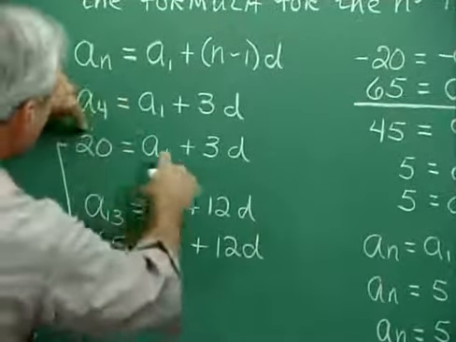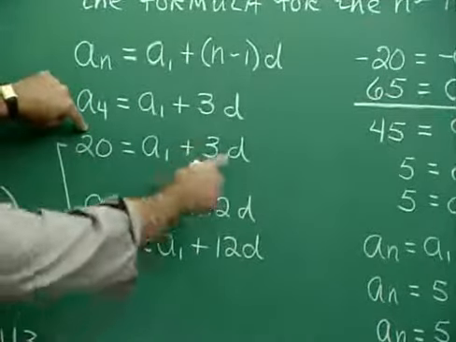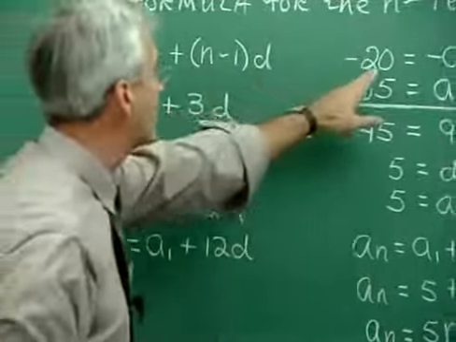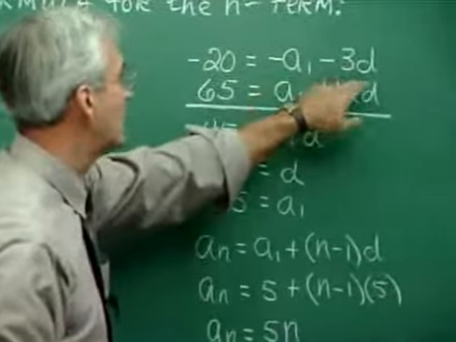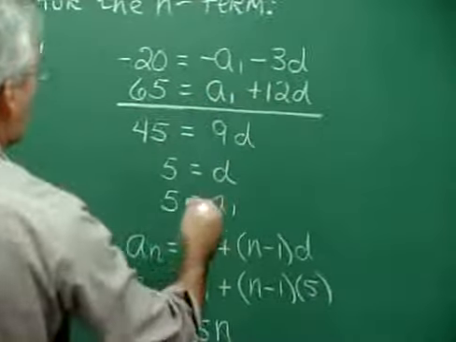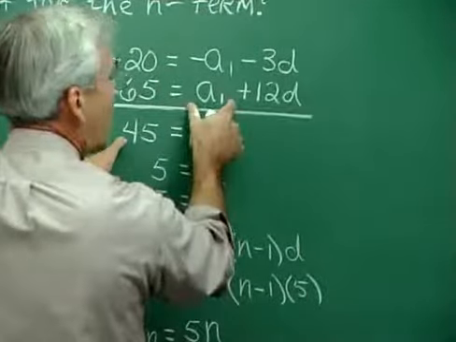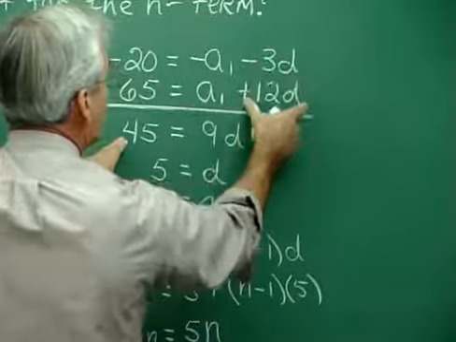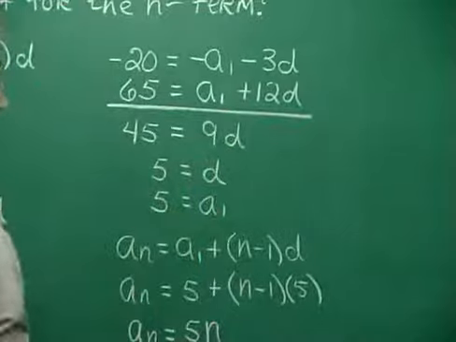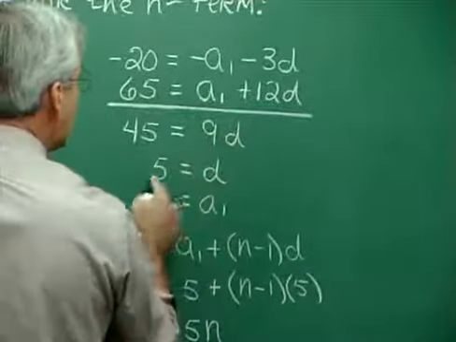Multiplying by negative 1, I get all these as negative values. So negative 20 is negative a sub 1 minus 3d. Bring down the other equation and just add them. Collecting here, I get 45. The a sub 1s go out as expected. Minus 3d plus 12d is 9d. Dividing on both sides by 9, I find d to be 5.